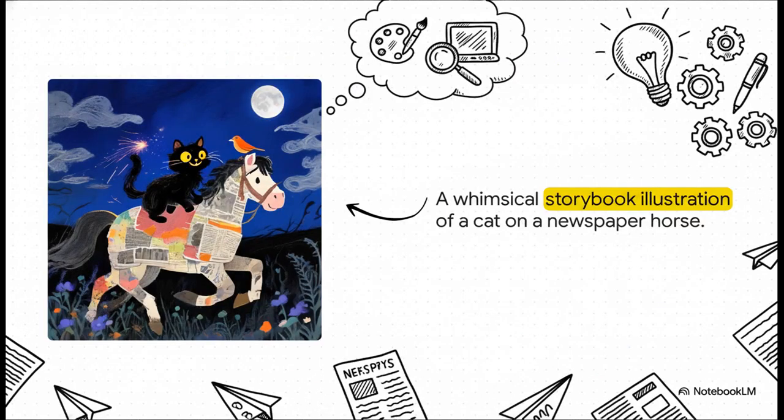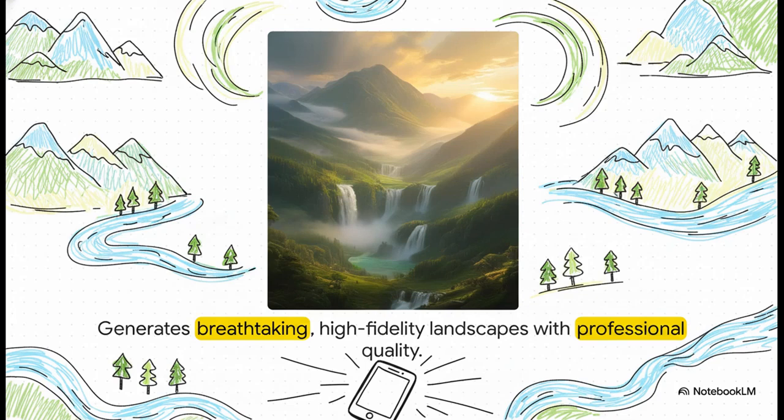And honestly, the visual proof is just as impressive. I mean, check out the creativity here. The prompt was a whimsical storybook illustration of a cat on a horse made of newspaper clippings. It totally gets the style, the composition, and these ridiculously complex ideas all generated right there on the device. And it's not just for quirky, whimsical stuff. It can also create these absolutely breathtaking, high-fidelity landscapes. The detail in the light here, the mist, that sense of scale. I mean, this is professional-grade quality coming from a pocket-sized model.